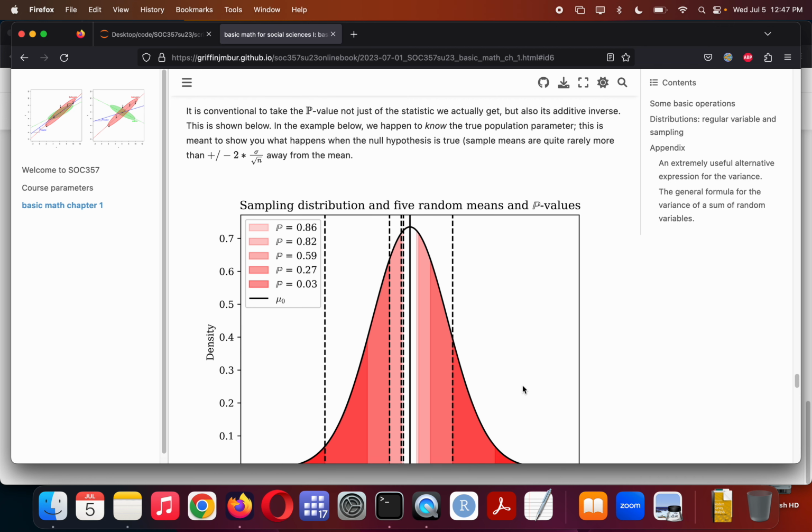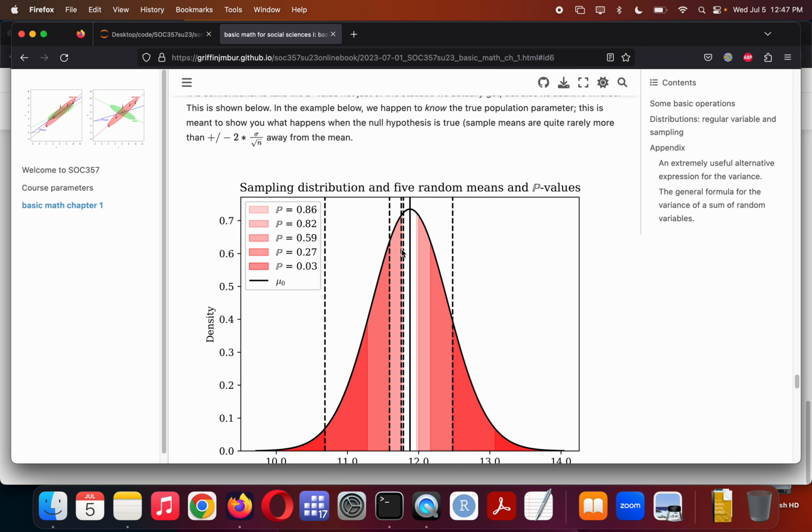And what this tells us is, under the null hypothesis, this is the probability of observing a sample statistic this far away from the mean or more. In this example below, again, we're supposing that we know the true population parameter.